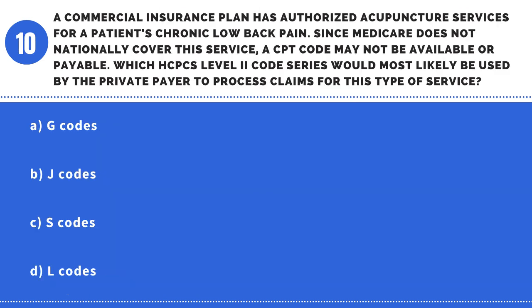A commercial insurance plan has authorized acupuncture services for a patient's chronic low back pain. Since Medicare does not nationally cover this service, a CPT code may not be available or payable. Which HCPCS Level II code series would most likely be used by the private payer to process claims for this type of service? A. G codes. B. J codes. C. S codes. D. L codes.